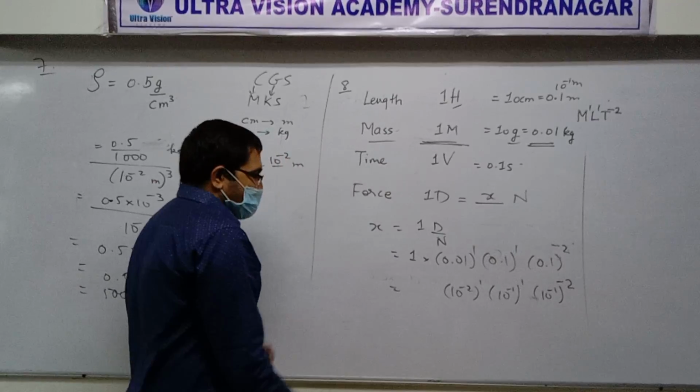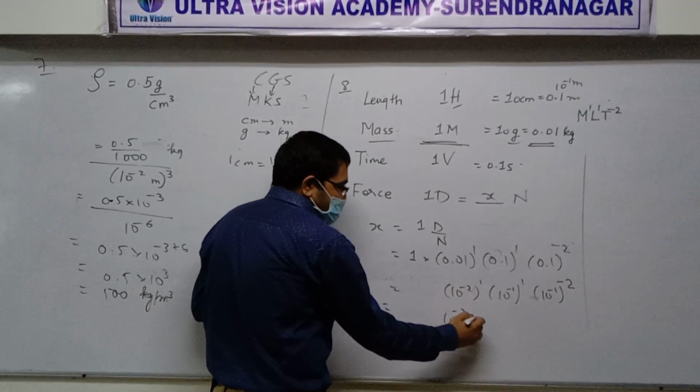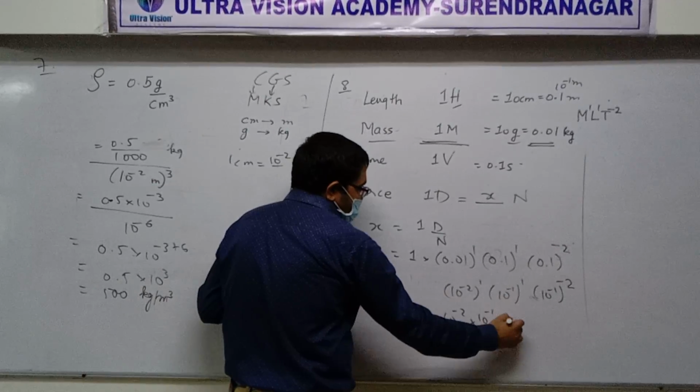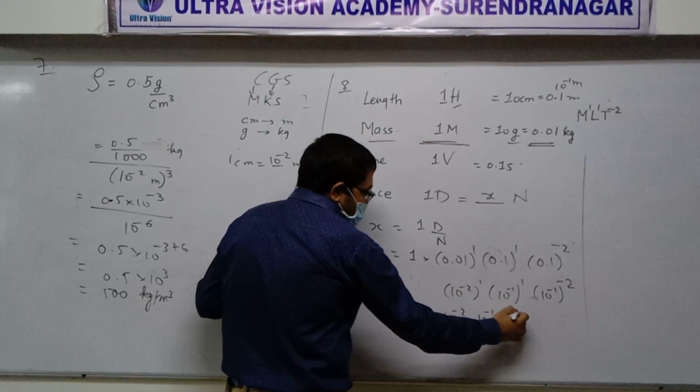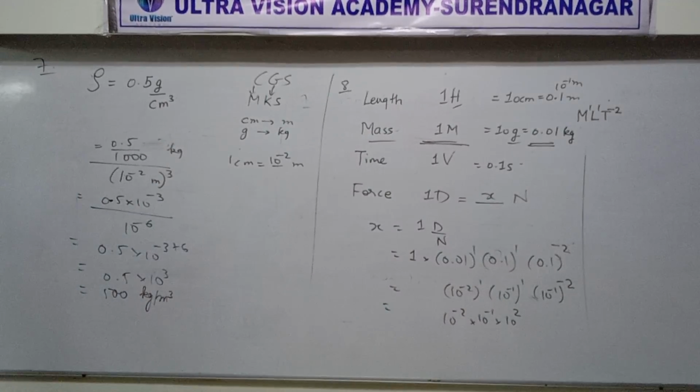Clear? Now first one, 10 raised to minus 2 into 1, minus 2, into 10 raised to minus 1 into 1, minus 1, and then 10 raised to minus 1 into minus 2, plus 2. Clear or not? All three are clear?